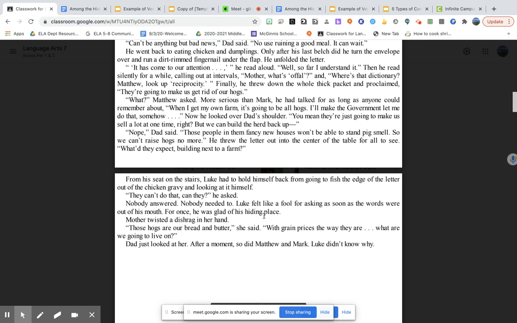"With grain prices the way they are, what are we going to live on?" Dad just looked at her. After a moment, so did Matthew and Mark. Luke did not know why.